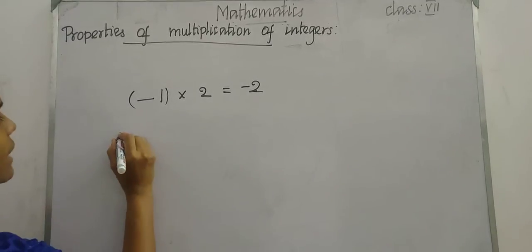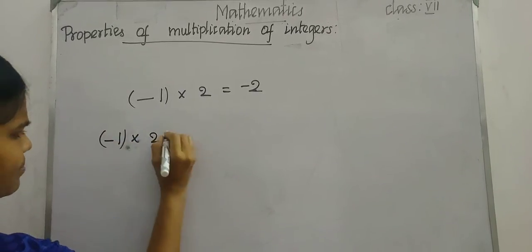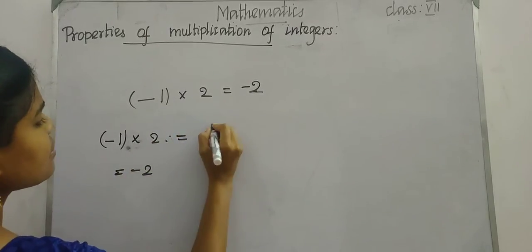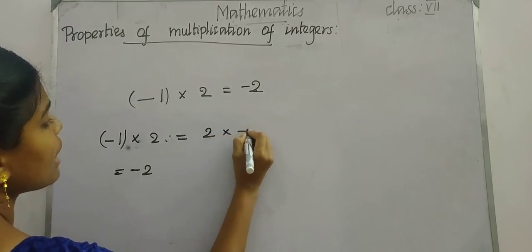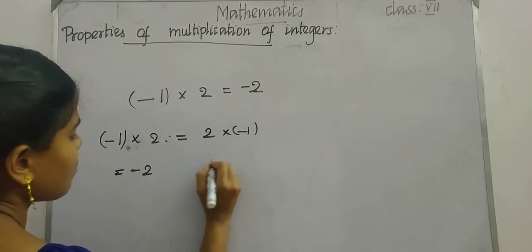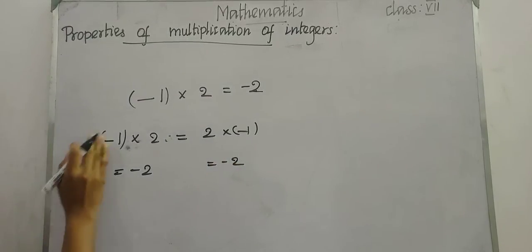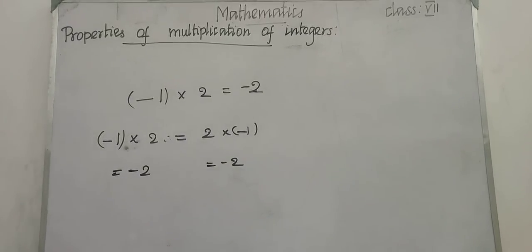Simply if you are multiplying minus 1 into 2, what will you get? We will get the answer as minus 2. And if you are multiplying 2 into minus 1, what will you get? The same answer, that is minus 2. Okay children, so we can say if you are changing the order of multiplication and you are also getting the same answer, it is commutative. Multiplication of integers hold commutative property.